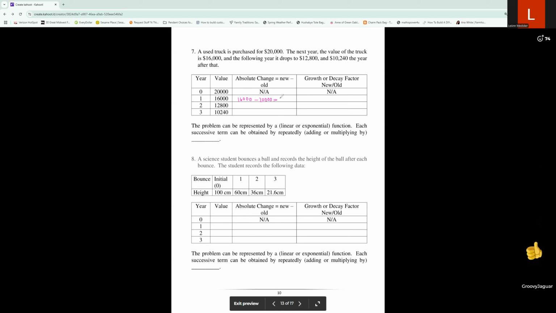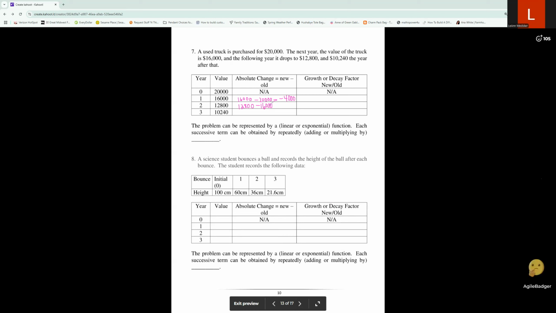So that's going to be negative 4,000. So it's losing $4,000 in value from year 0 to year 1. Then we would do the 12,800 minus the previous year, which was 16,000. And what you're going to notice is that that doesn't give me the negative 4,000. So essentially, I can stop my journey right there for linear.